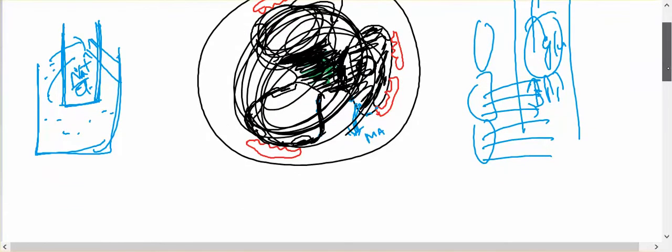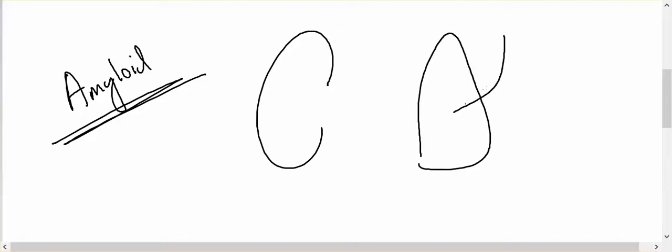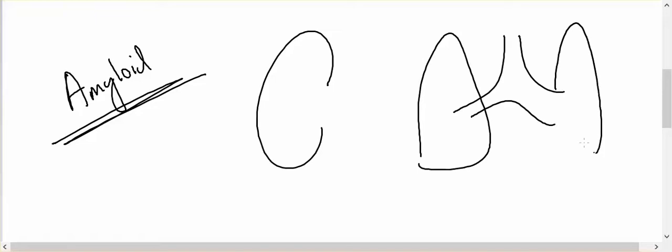Now this is about structural changes happening in a systemic disease. I'll share one more systemic disease. You know amyloid. Amyloid is an abnormal structured protein. See, if the person is having tuberculosis, I'm drawing the lung like a kidney. So now the person is having tuberculosis.